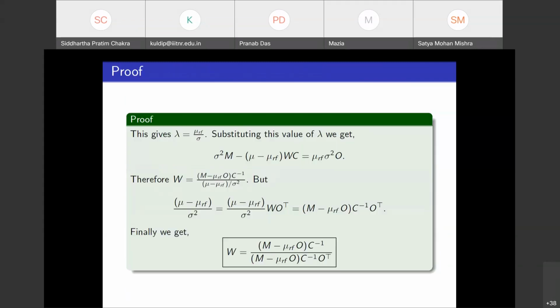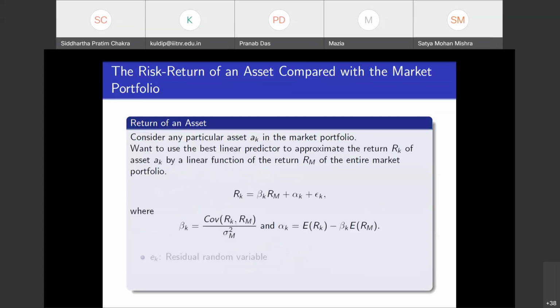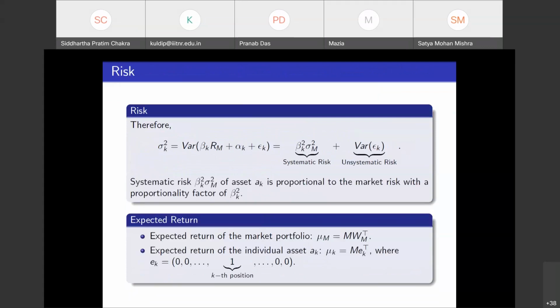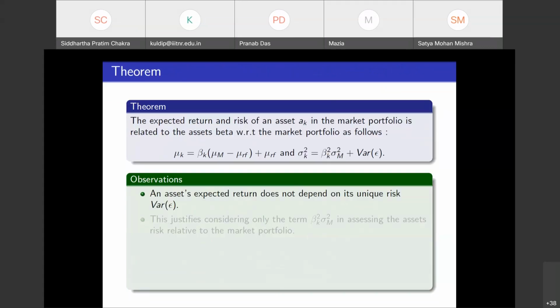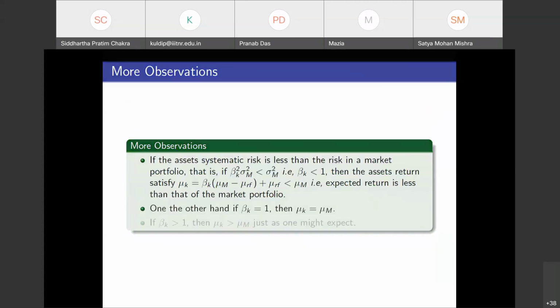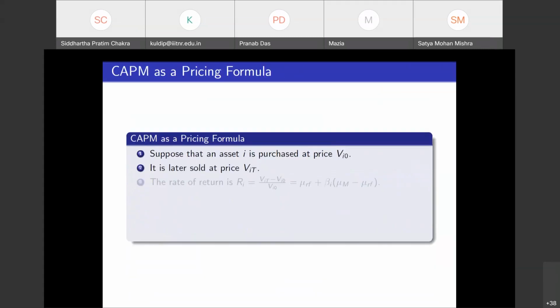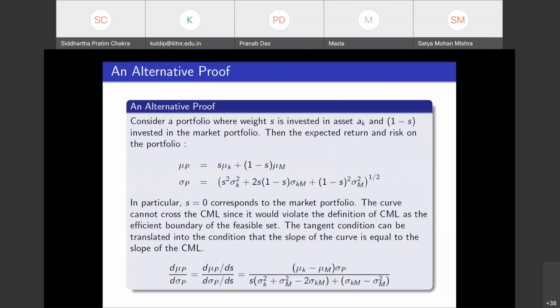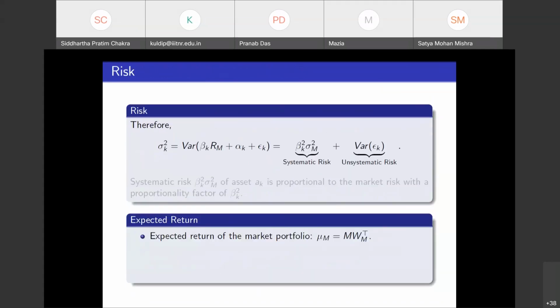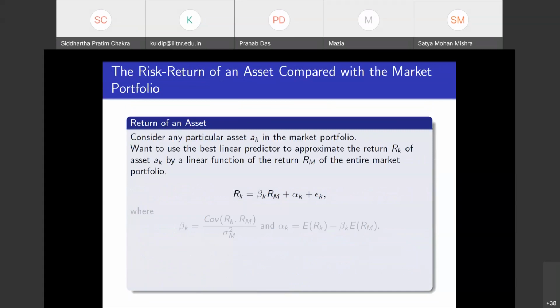Market portfolio. So this derivation is something I will do, and I will talk a little bit about systematic and unsystematic risk, and talk a little bit about this concept of beta. And then I will do CAPM as a pricing formula before moving on to my discussion on MATLAB. Okay, so I am done with.